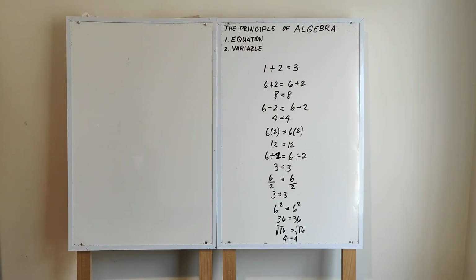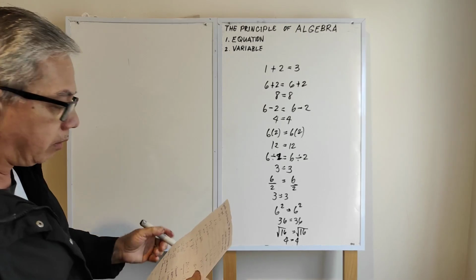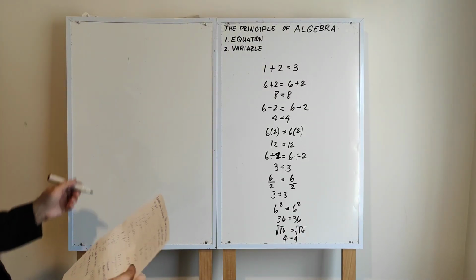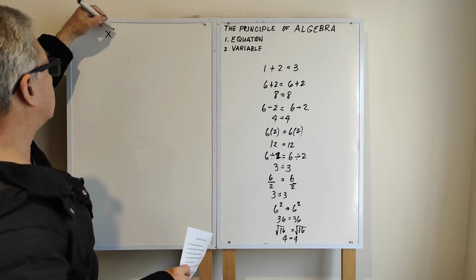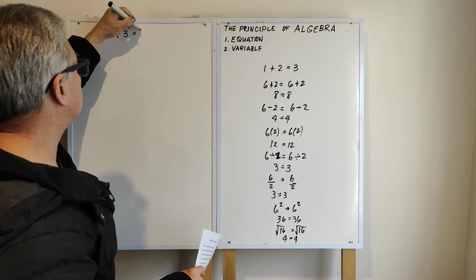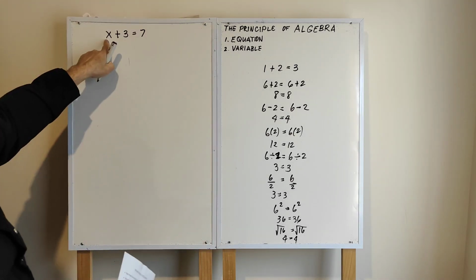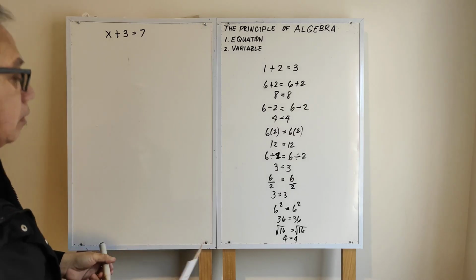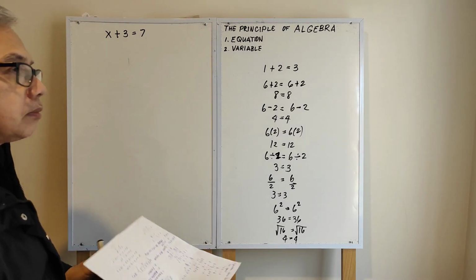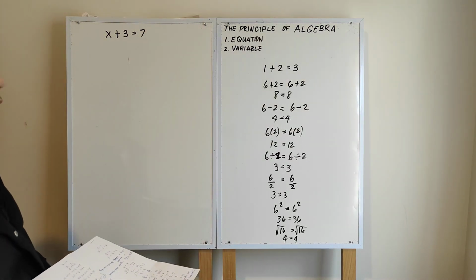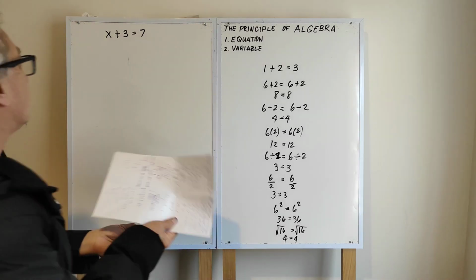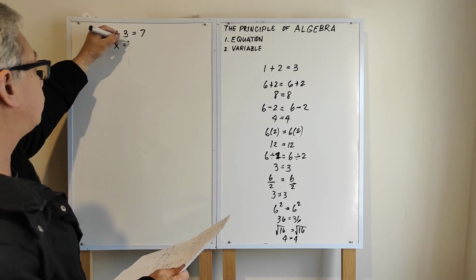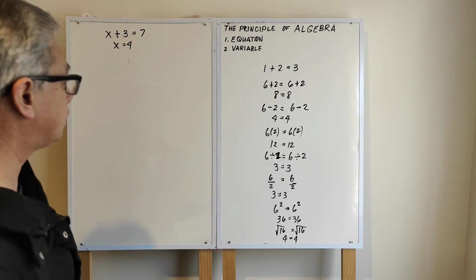We will now be discussing variables. Variables are symbols that represent a number. For example, x plus 3 is equal to 7. So x is the variable. It represents a number in this equation. Now variable comes from the word vary because it's always changing. For example, in here, obviously x is equal to 4 because 4 plus 3 is equal to 7.